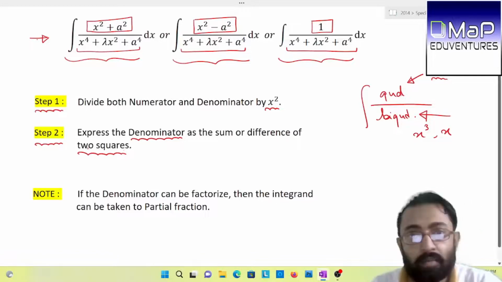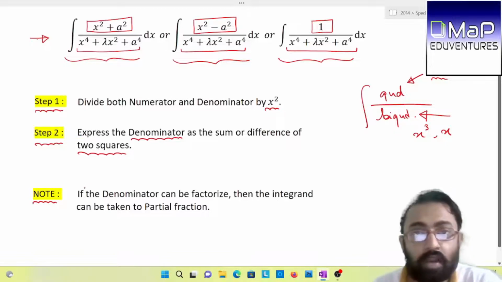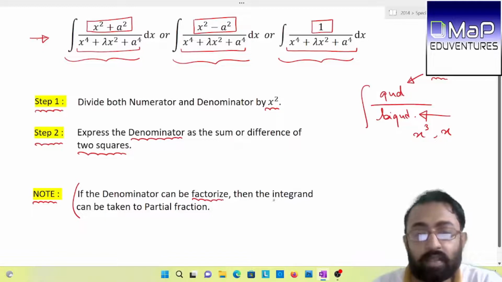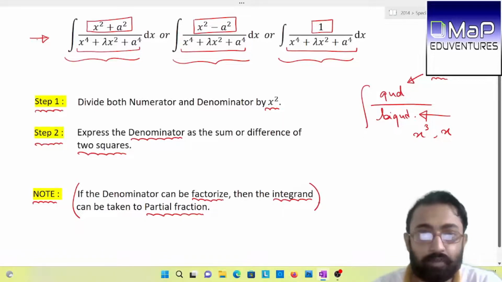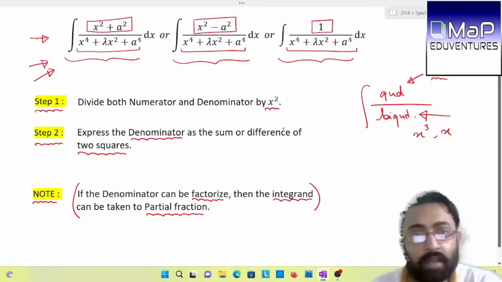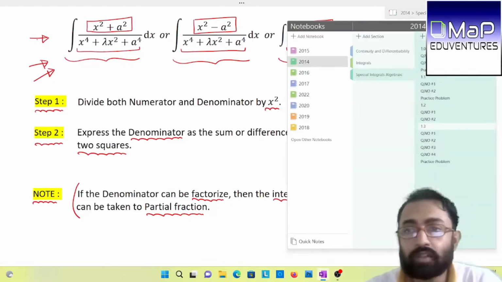Okay, now before going to a question, observe this note. And this is what I was talking about. If the denominator can be factorized, then the integrand can be taken to partial fractions. That means certain questions in partial fractions which satisfy the condition of the form we were talking about can be converted into this form. We will check it out later on. Alright, so now let us go to the first question.